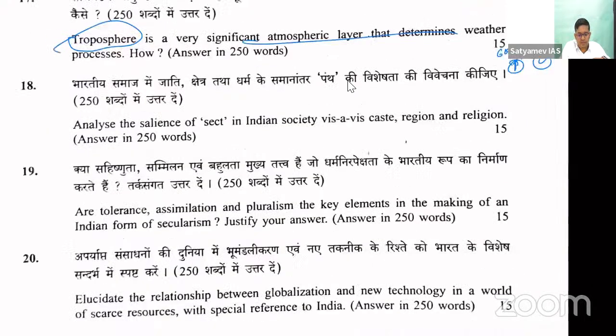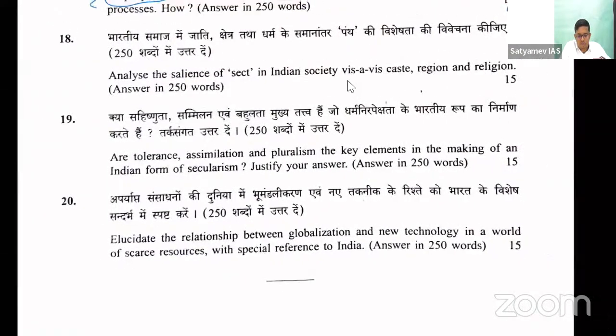All right. Next question, dekho. Analyze the salience of sect in Indian society vis-a-vis caste, region, and religion. Achha, what do you understand by sect? I told you one thing, that is race and ethnicity. What is the difference between race and ethnicity?